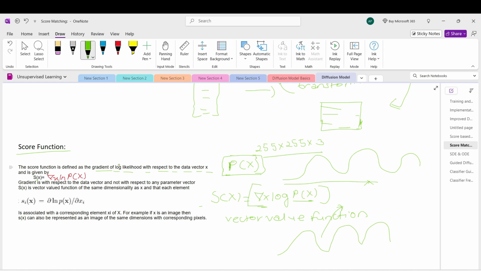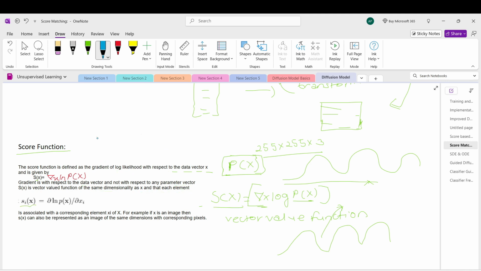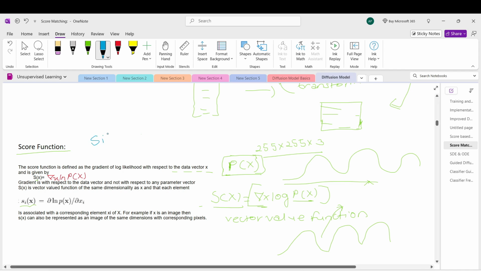So this is the score function, the gradient with respect to the data vector and not with respect to the parameter vectors. It is a vector valued function of the same dimensionality as x, so each element of this vector valued function is given by this quantity: s of x is equal to the gradient of ln p of x.